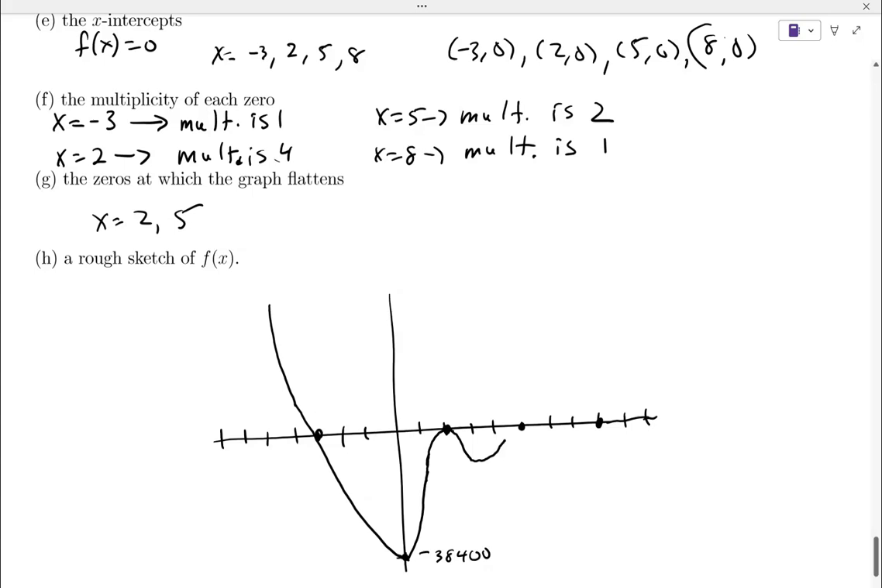Flatten at 5. Yep. Does it touch it or cross it? Touches this one again, right? Because it's even. That multiplicity is even, so it touches it again. Finally, the last one, does it flatten? No. So we just cross right through. Does it end up in the correct spot? Should we have ended up in the upper right? Yeah, because both tails were pointing the same direction. Is that okay?